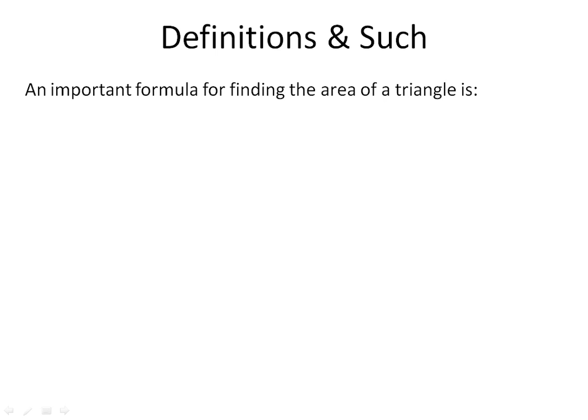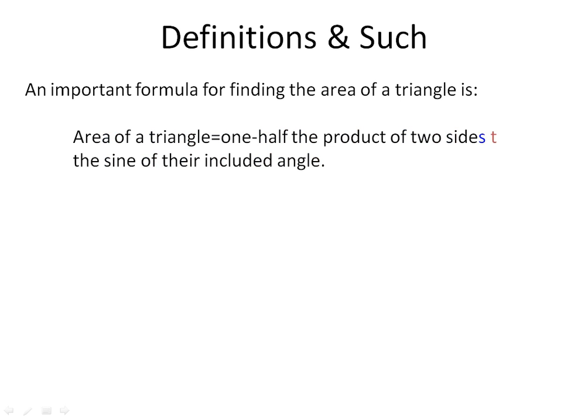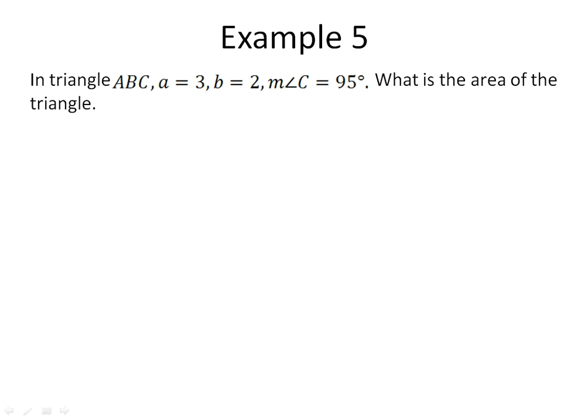Okay, one other thing that we can do with this is we can find the area of a triangle. Okay, so one of the ways that you can do the area of a triangle is equal to 1/2 of the product of the two sides times the sine of their included angle. So what this gives us is we have example 5 where we have a triangle ABC. The length of A is 3, the length of B is 2, and the measure of angle C is 95 degrees. What is the area of the triangle?